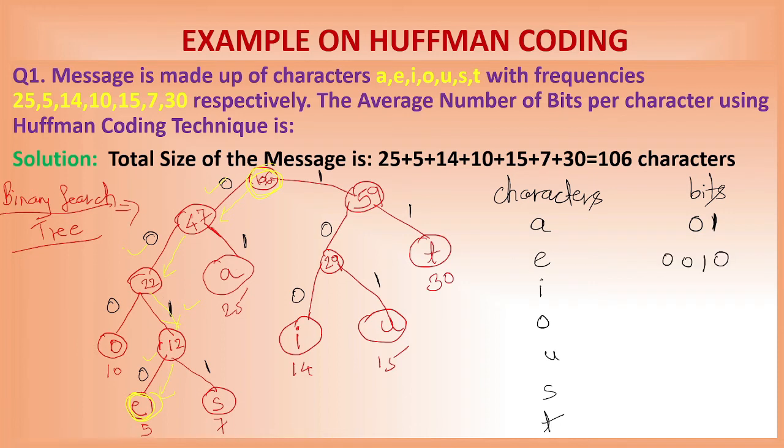Next, we have to assign bits to character I. So check where character I is, over here. We have to go to character I from the root. The first edge from the root is this, and it has label 1. The next edge is this, and it has label 0. And the last edge used to go to the I node is this, and it has label 0. So 1, 0, 0 are the bits assigned to letter I.